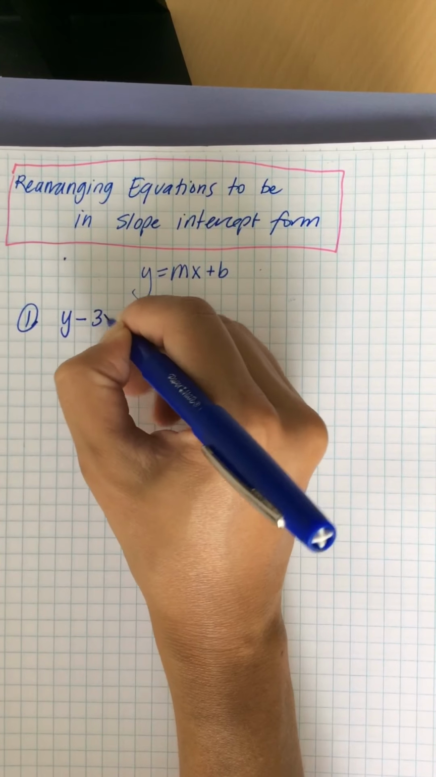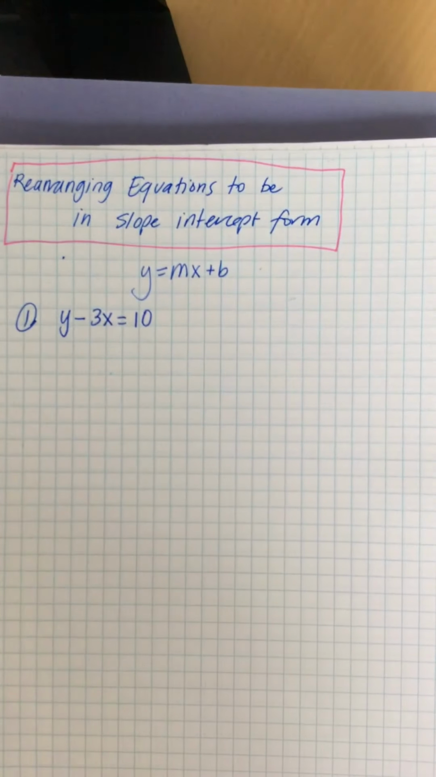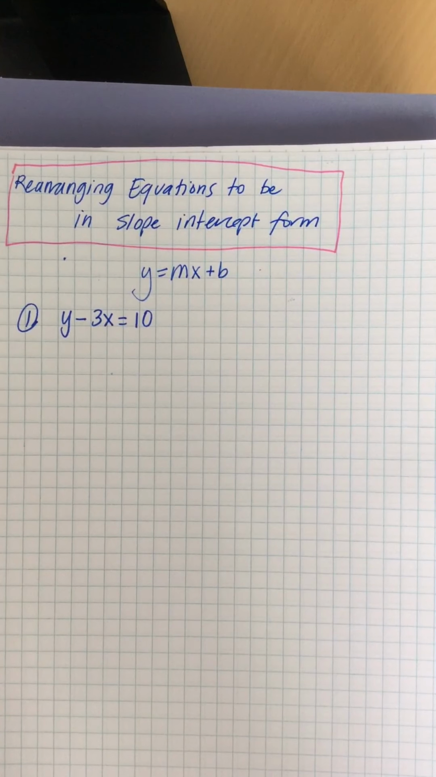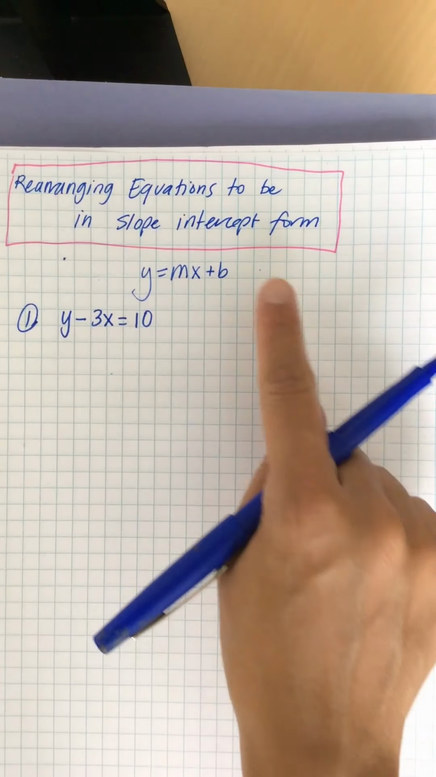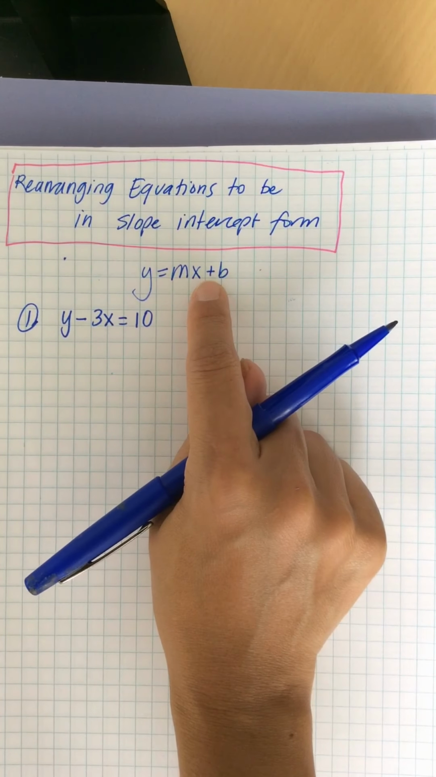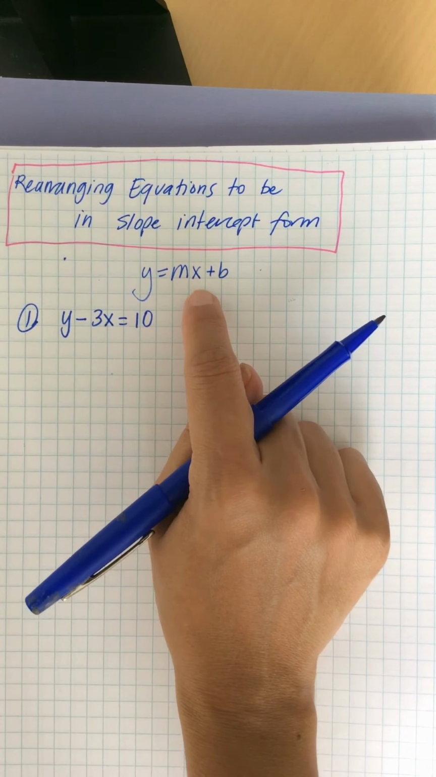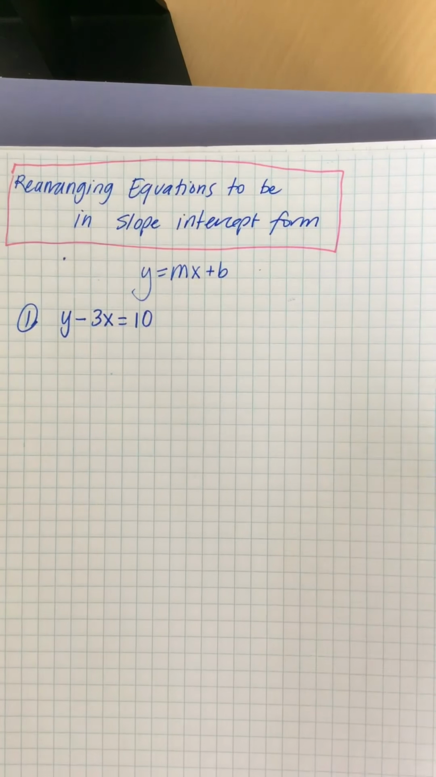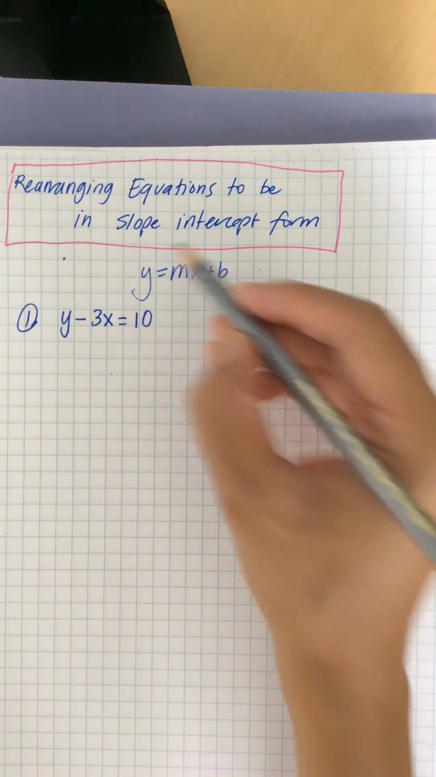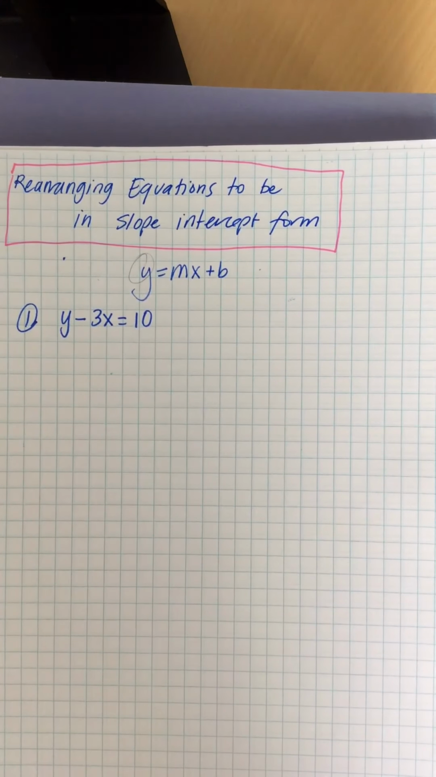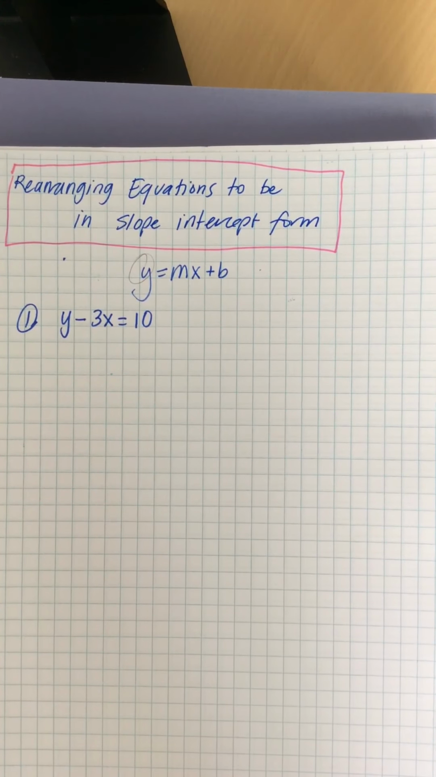Y minus 3x equals 10. Okay, it has all the parts. I've got a y, I've got a number next to x, and I've got a b, a y-intercept, right? But it's just not like this. So you have to remember when you need slope-intercept form, the most important thing is you're trying to get y. Y needs to be by itself. He doesn't want anyone else by him. He's a loner. He wants to be on that side of the equal sign by himself.